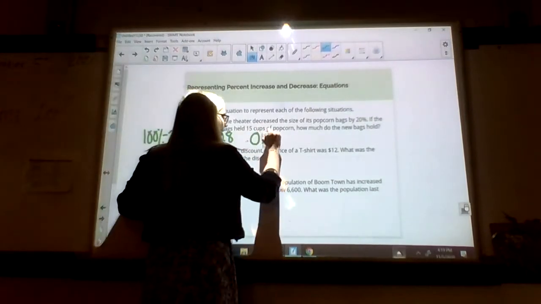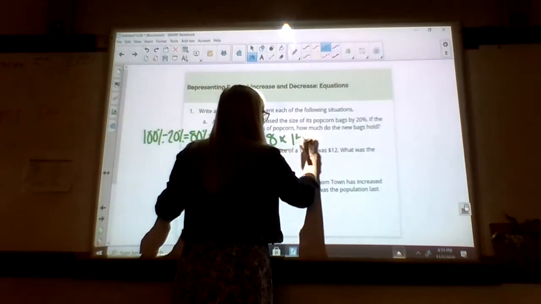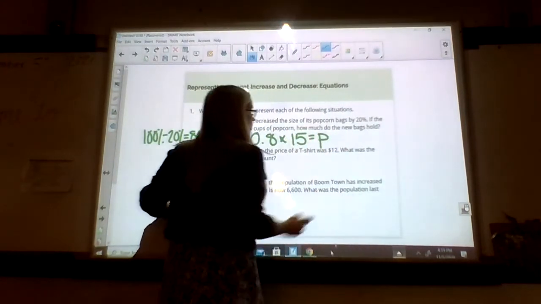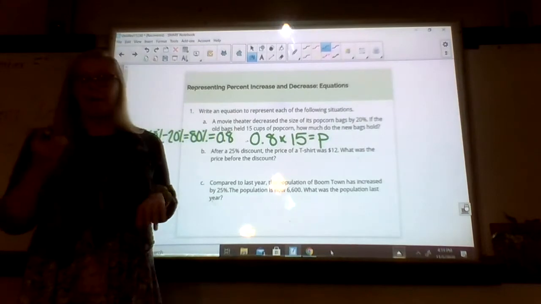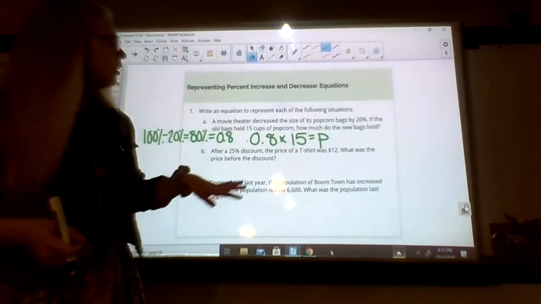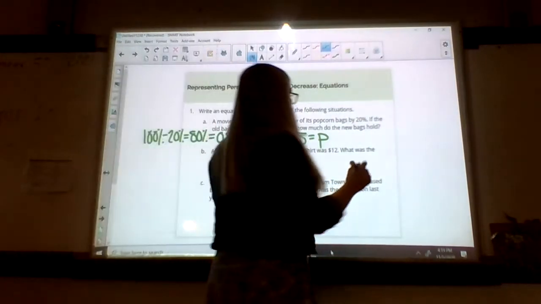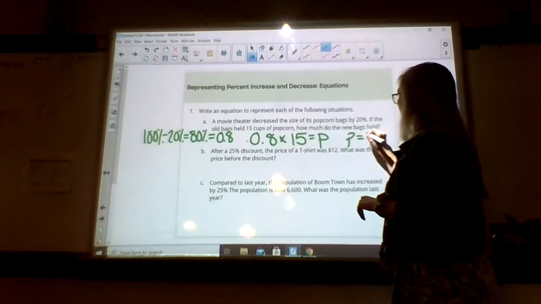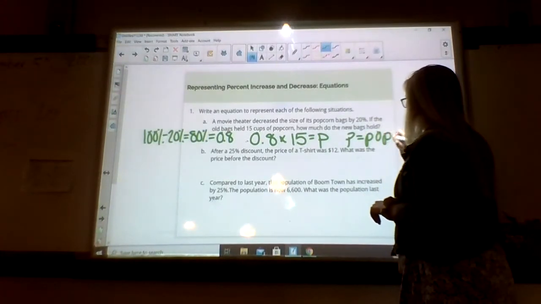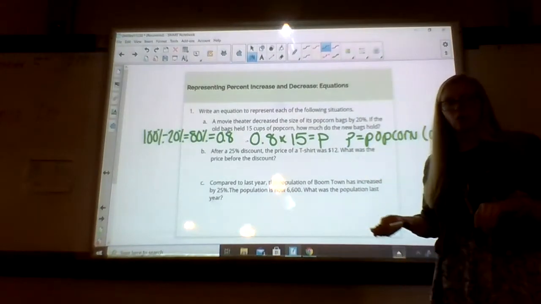So I take our percent times 15, and that should give me the amount of popcorn, or I'm using the variable P. You can use whatever variable you want. And that should give me the amount of popcorn in the new bag. So I'm actually going to say what my variable is. P is popcorn in cups. We're talking about cups of popcorn.